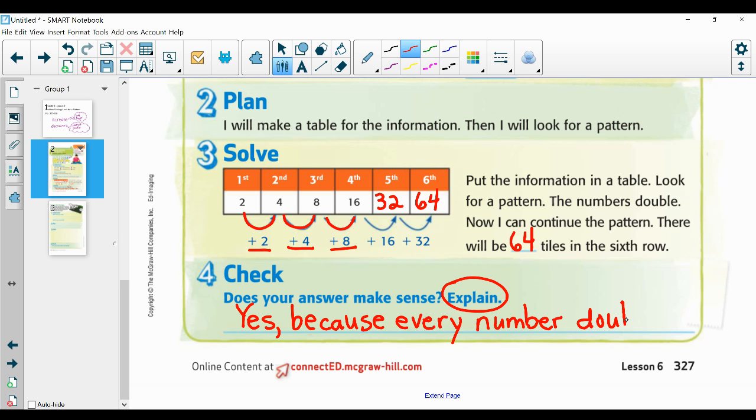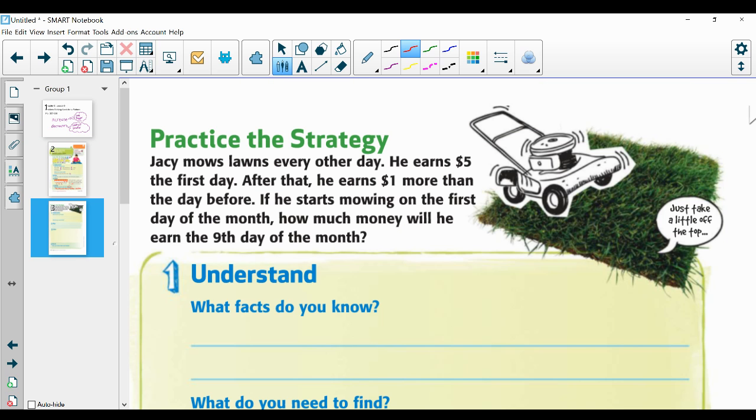And this is a complete sentence, so I'm going to put a period at the end. Notice I started with a capital, and because I'm using the word because, I'm putting a comma before because. So capital Y, yes, comma, because every number doubles. Okay, let's look at the next word problem.